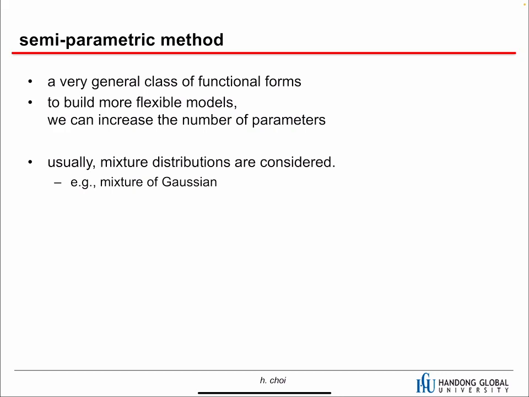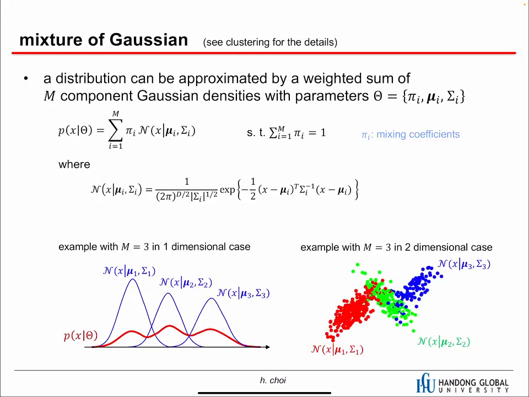Okay, so far we talked about the parametric method and the non-parametric method, and the last one is the semi-parametric method, which is kind of a hybrid, in between these two extreme cases. It's a very general class of functional forms, and to build more flexible models, we can increase the number of parameters. Usually mixture distributions are considered, like a mixture of Gaussians. We're going to learn this in detail in the clustering chapter.